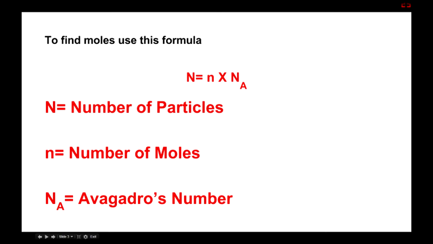N is equal to n times Na. So that means the number of particles in a molecular compound is equal to the number of moles times Avogadro's number. And so let's do an example of that.